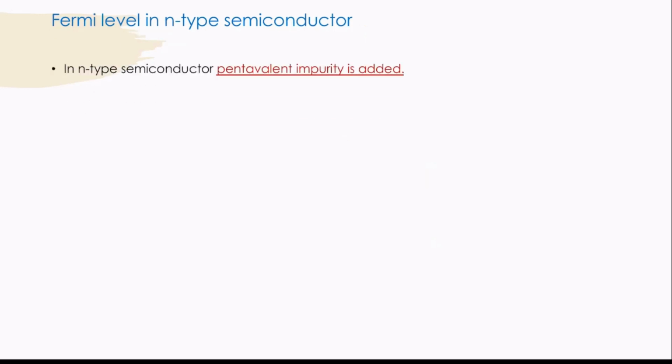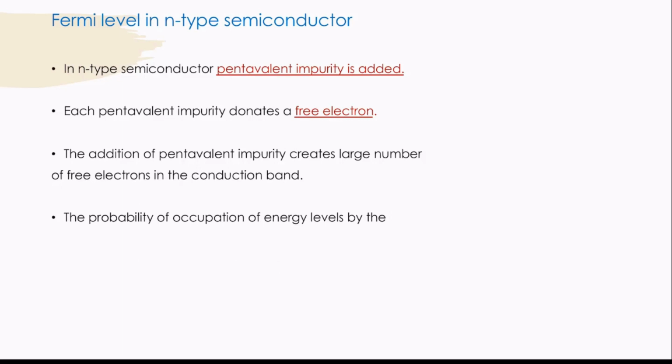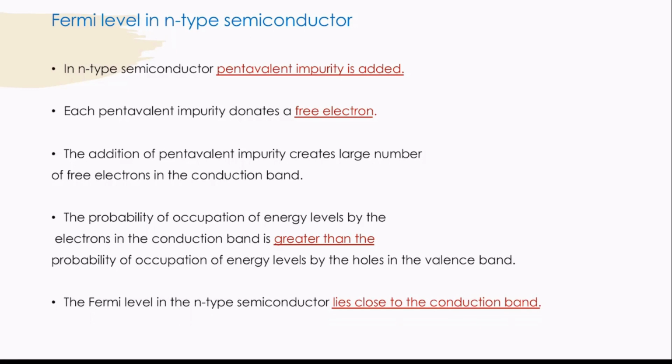Next is Fermi level in N-type semiconductor. In N-type semiconductor, the pentavalent impurities are added to the intrinsic form of semiconductor, and each pentavalent impurity donates a free electron, and the addition of pentavalent impurity creates a large number of free electrons in the conduction band. Due to this, the probability of occupation of energy levels by the electrons in the conduction band is greater than the probability of occupation of energy levels by the holes in the valence band. That's why the Fermi level in the N-type semiconductor lies close to that of the conduction band.